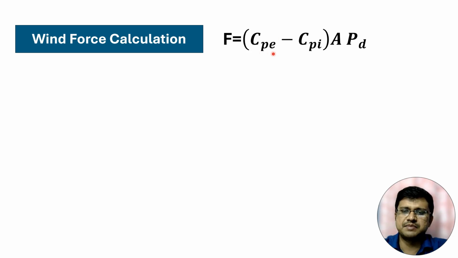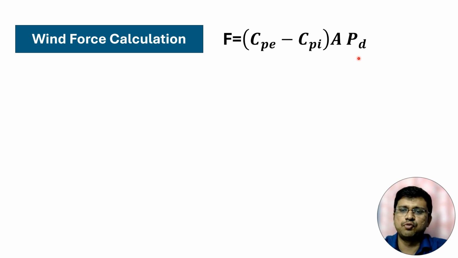F equals (Cpe minus Cpi) into A into Pd. Cpe is the external pressure coefficient, and this is the most important term when we are calculating the wind pressure for pitch roof. Cpi is the internal pressure coefficient, which we will also discuss, how to calculate the internal pressure coefficient. A is the tributary area of different members, and Pd is the design wind pressure.